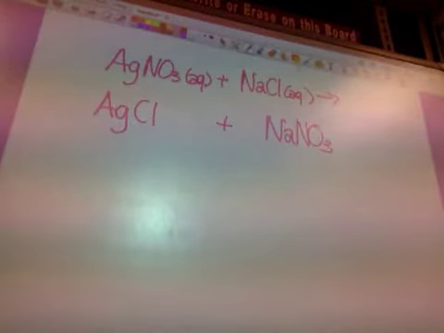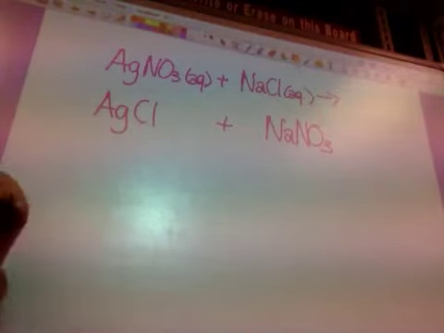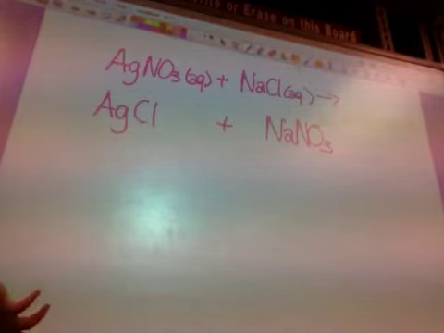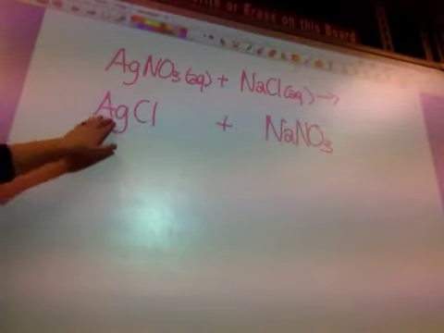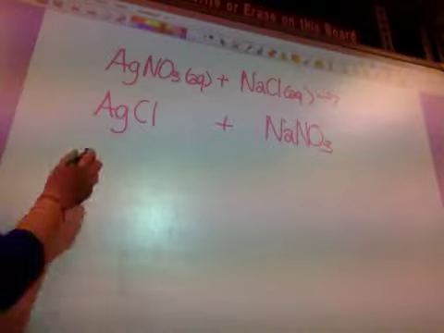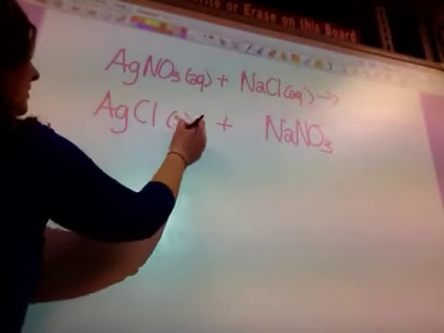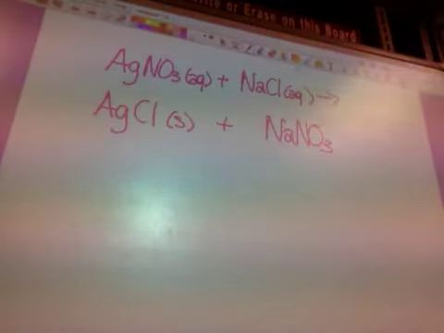So if I look at my solubility rules, I'm going to look up silver chloride. I know chlorine is a halogen, and it's attached to silver. That's one of those exceptions. So silver chloride is insoluble, which makes it a solid.